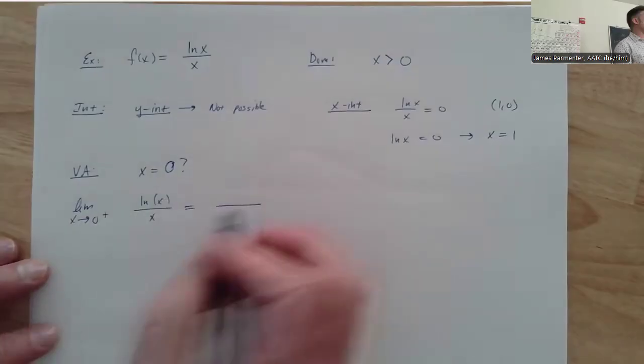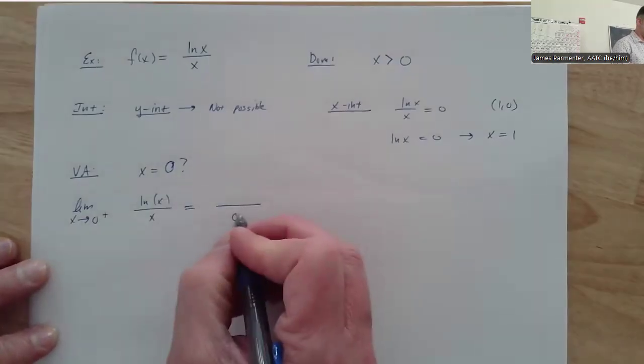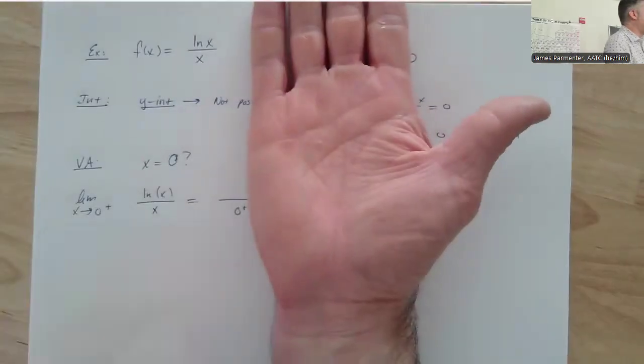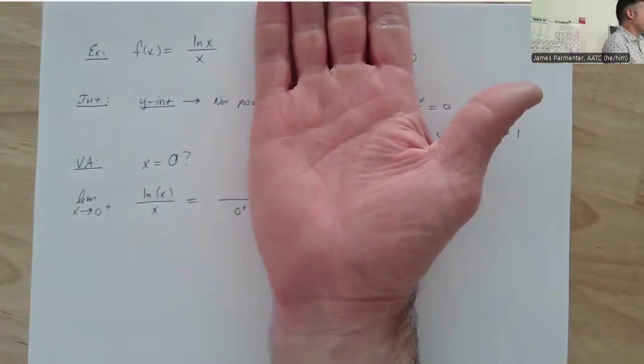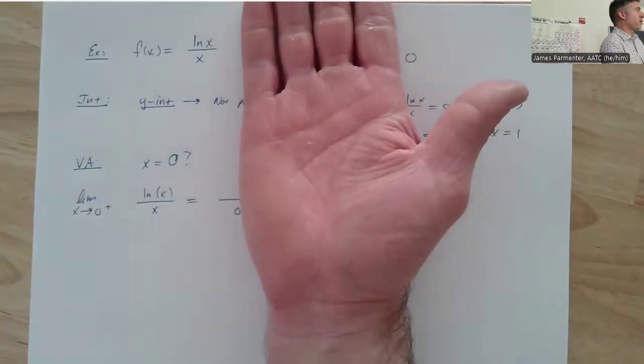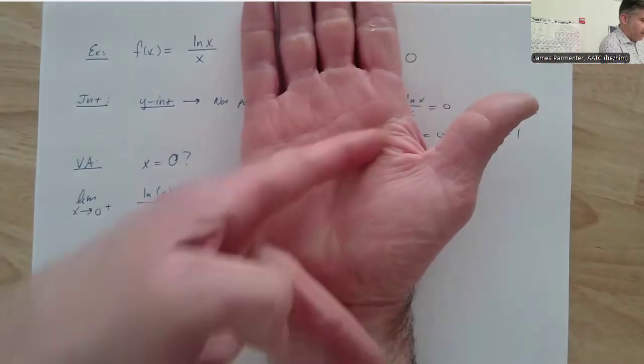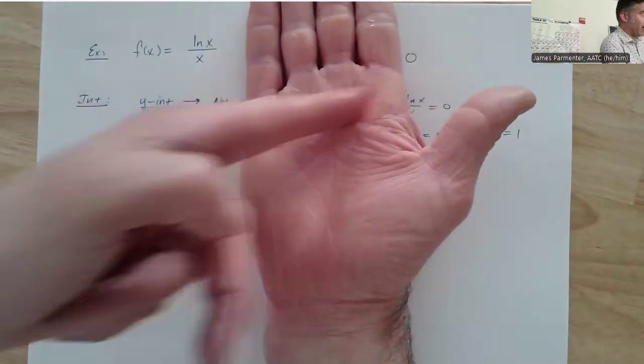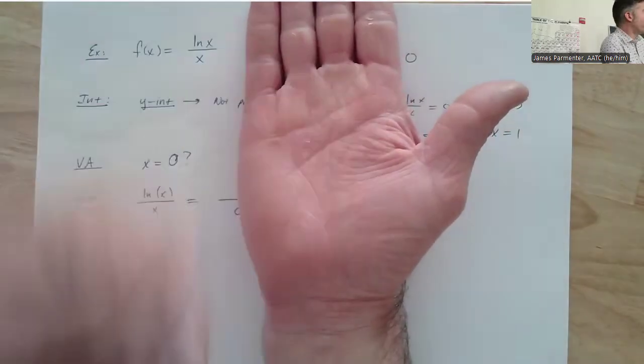Well, the bottom is certainly getting very, very small. How about the numerator? What happens to the natural log function as x gets really, really close to 0? Negative infinity. I don't know if I've said this before, and my hand is not the best because I'm 47 years old, but if you look at your right hand, you kind of have a natural log function line right there, and you kind of have an e to the x function right there. It's kind of useful.